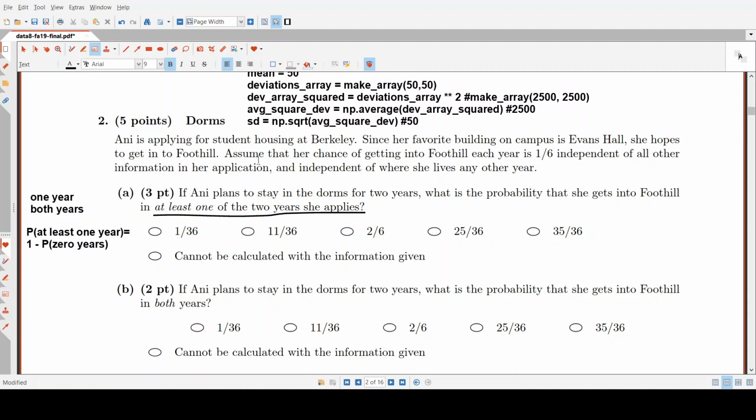Okay, so the probability of not getting into Foothill in any given year would be 1 minus 1 over 6, right? So that would be 5 over 6. And then this needs to happen in both years because she can't get in either year. So we have to square this value. By the way, sorry for the messy handwriting. It's kind of hard to draw on this. So 5 over 6 squared is equal to 25 over 36.